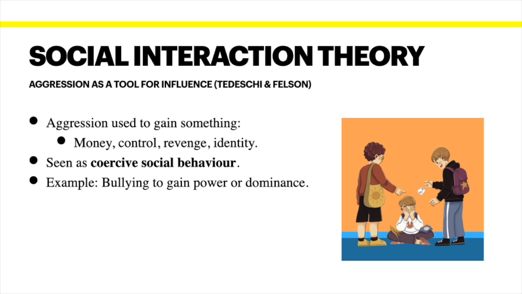Social interaction theory. Aggression is sometimes used intentionally to get something. Think of bullying. A student might threaten another to get lunch money or show off power. Here, aggression is a tool to influence someone or to establish an identity. This theory sees aggression as a form of social influence or coercion.